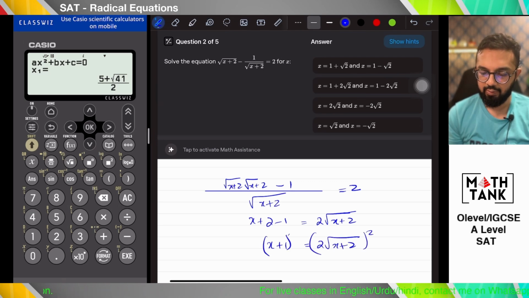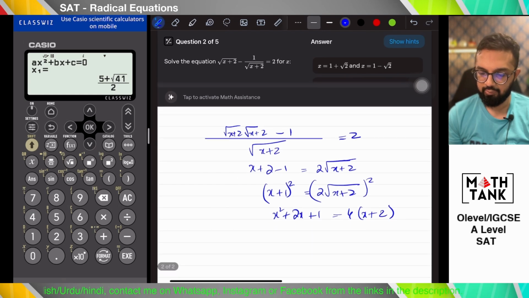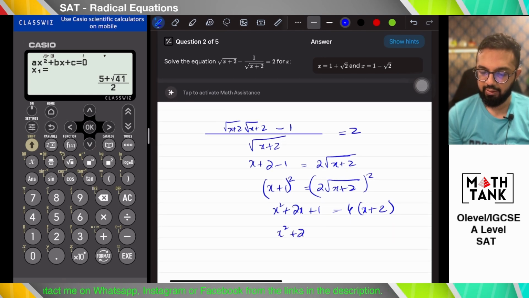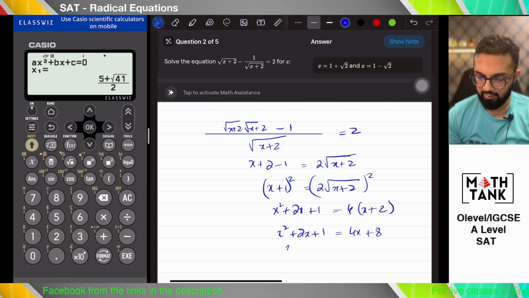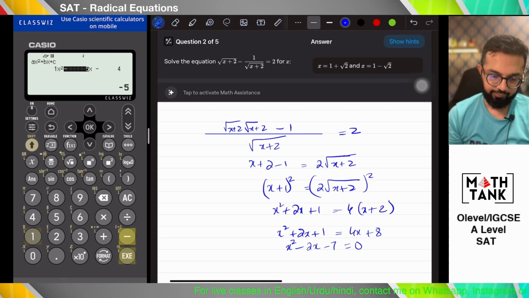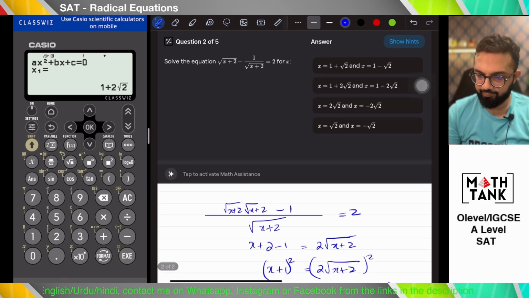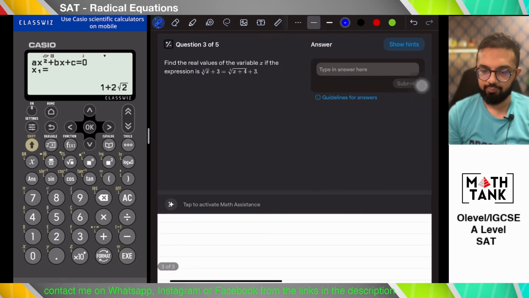Squaring both sides, x squared plus 2x plus 1 equals 2x plus 4x plus 2. x squared plus 2x plus 1 equals 4x plus 8. x squared minus 2x minus 7. Okay, that should be the correct answer then.